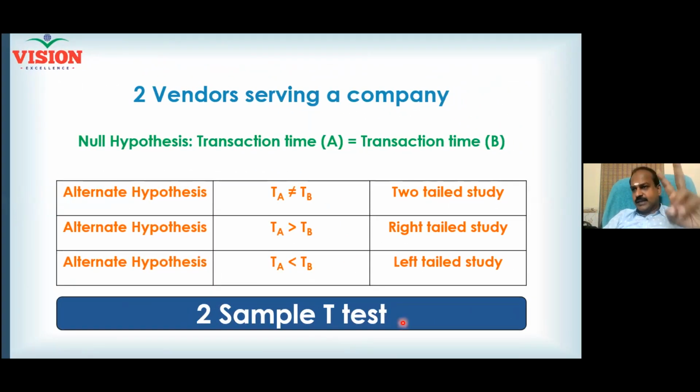All right, two vendors are serving a company. The vendor's performance is measured based on the transaction time. Transaction time of A, transaction time of B. I want to know who is giving the service consuming lesser transaction time. Transaction time is continuous data. I take a sample of transactions of A, a sample of transactions of B, calculate the average, compare the average. The study is two sample t-test. It can be two-tailed, left-tailed, or right-tailed. I will always believe the alternate when my p-value goes below 5%.